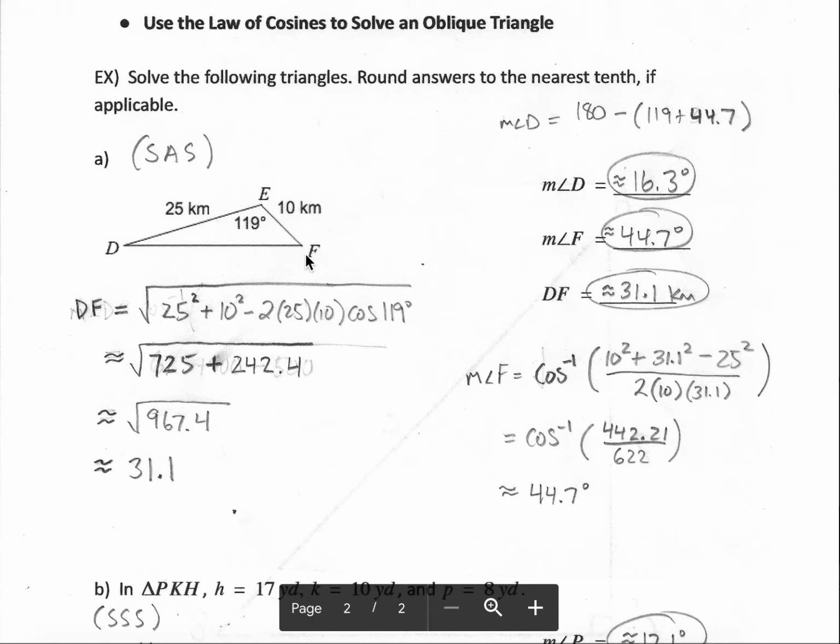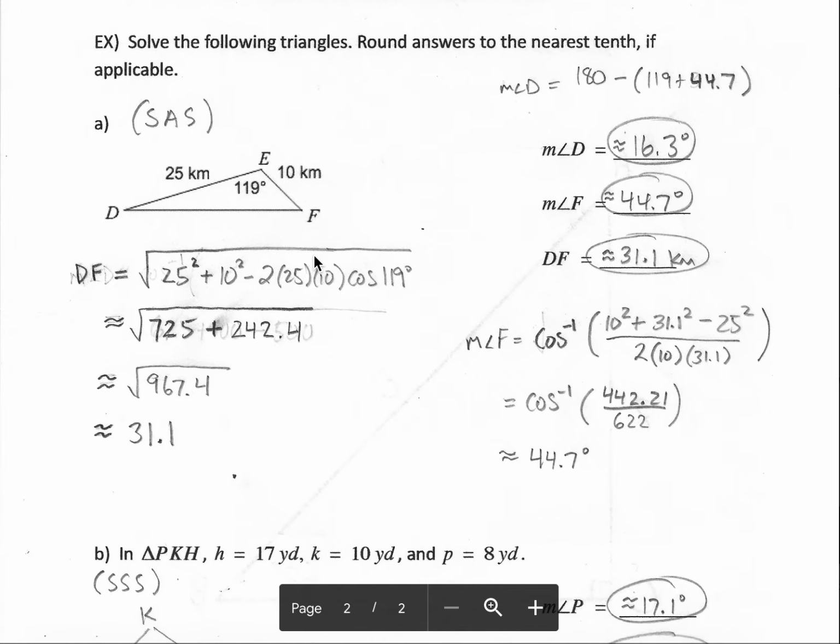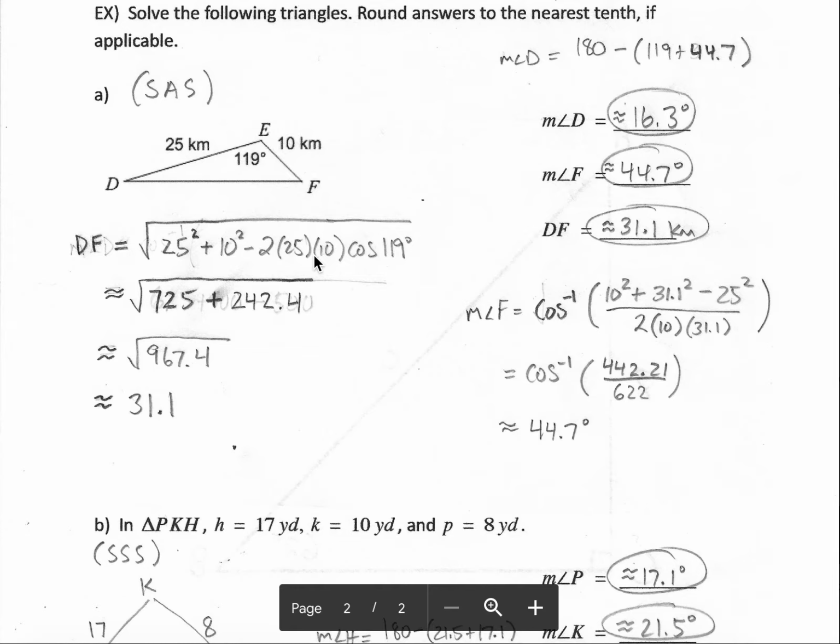So I'm going to solve for this third side, because in order to solve for the angle measures, I need all three side lengths. You could try and solve for one of your angles first, but you're going to hit a dead end, so don't do that. Let's solve for all three sides first. So solving for side DF, what I'm going to do is add the square of the other two sides, and then I'm going to subtract double the product of those other two sides times the cosine of that opposite angle.